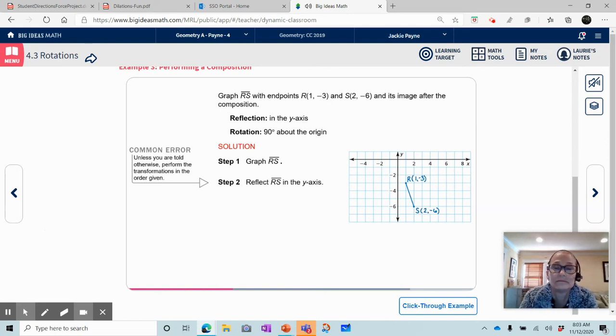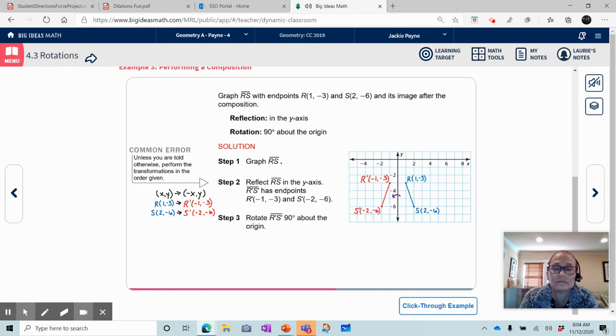So step 2, reflect segment RS in the y-axis. A reflection in the y-axis maps the point (x, y) to the point (-x, y). So the point R(1, -3) maps to the point R'(-1, -3). And the point S(2, -6) maps to the point S'(-2, -6). Segment R'S' has endpoints R'(-1, -3) and S'(-2, -6).